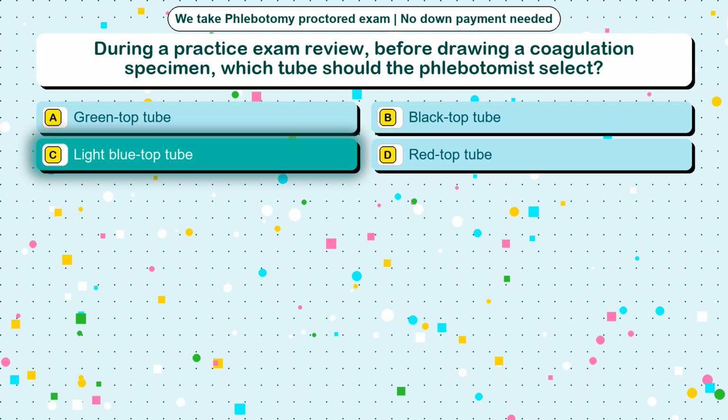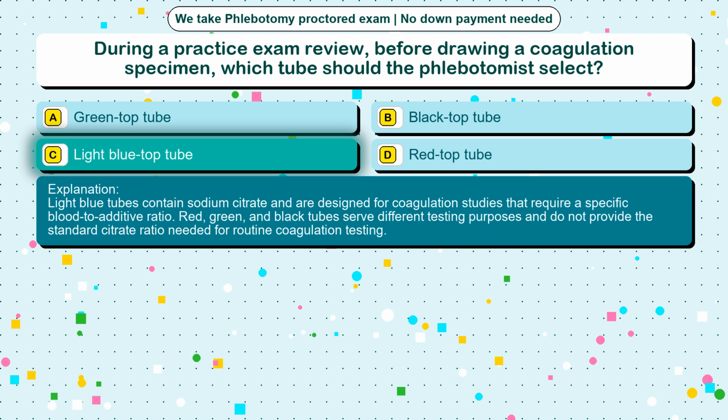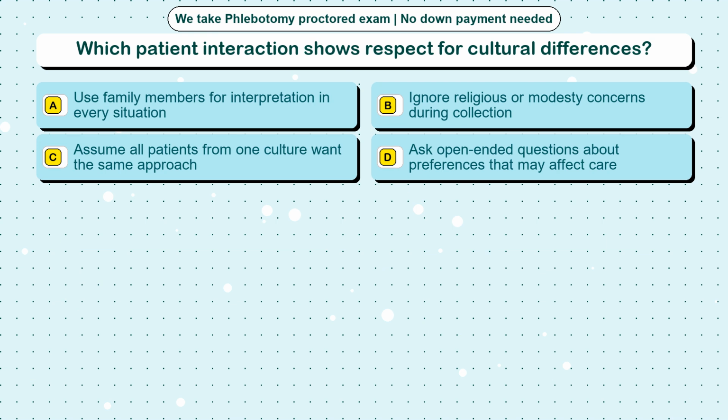The correct answer is option C, light blue top tube. Light blue tubes contain sodium citrate and are designed for coagulation studies that require a specific blood-to-additive ratio. Red, green, and black tubes serve different testing purposes and do not provide the standard citrate ratio needed for routine coagulation testing.